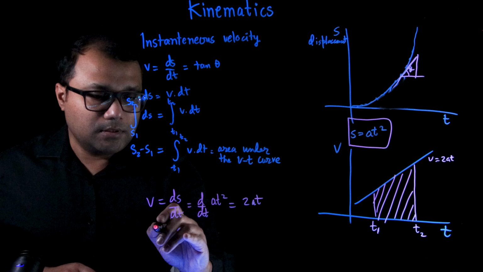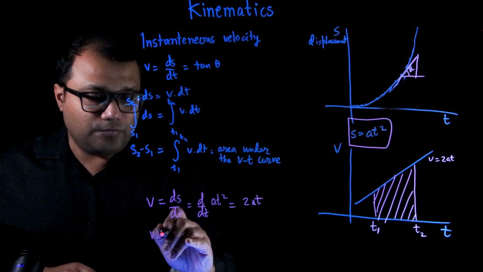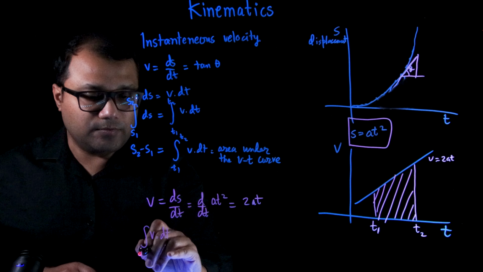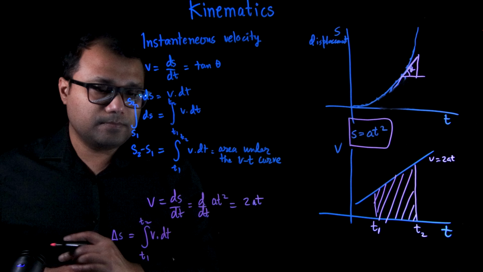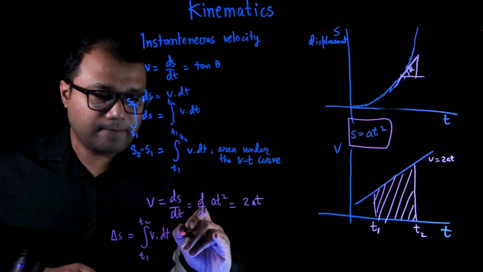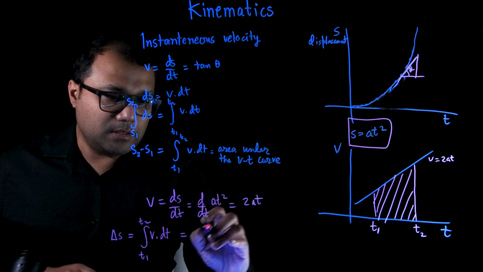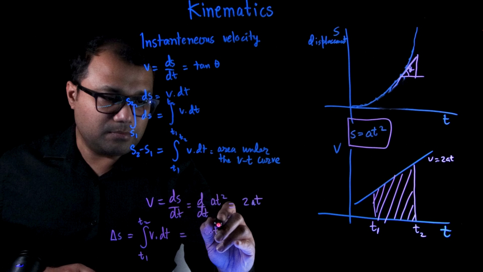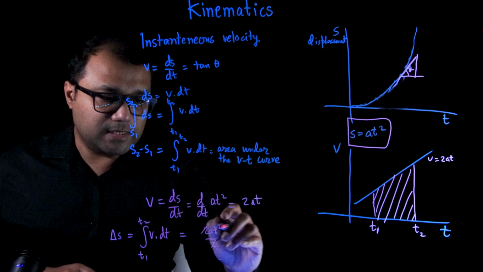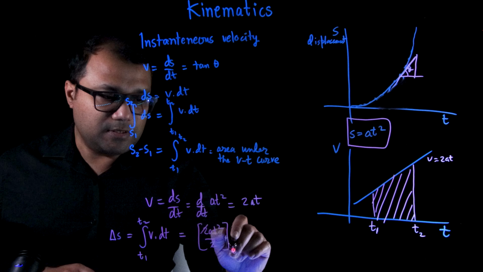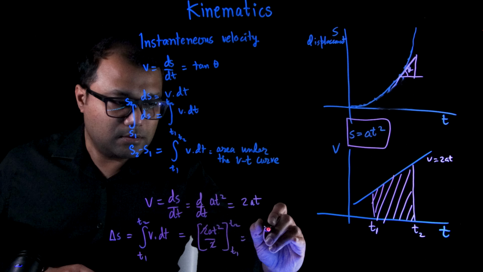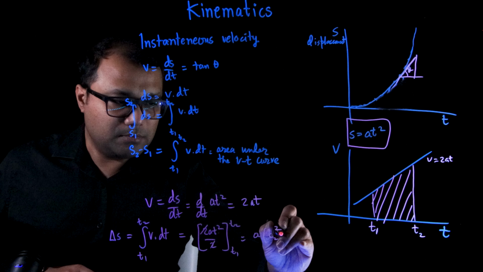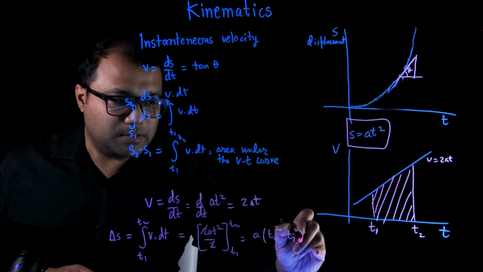Now similarly, if we do v dt integral t1 to t2, that will give you the change in displacement. Let's denote that as delta s. So this will be integral of 2at dt, which is 2a t square by 2. 2 gets cancelled out, and this is from t1 to t2. So this is a times t2 square minus t1 square.